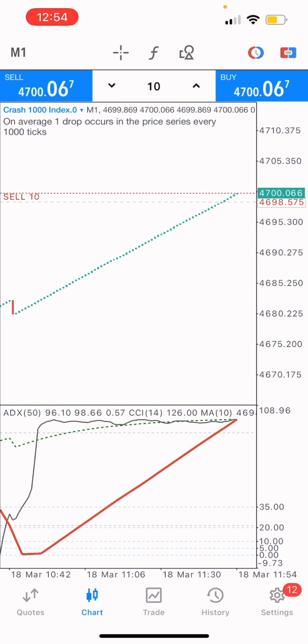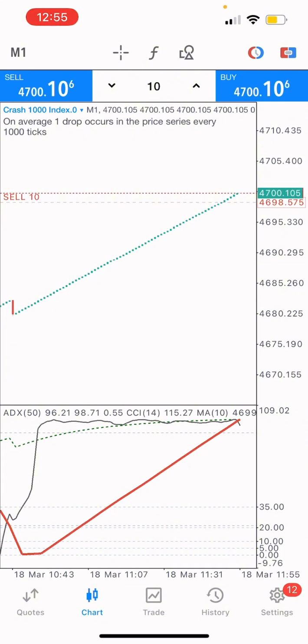So this is what we need for this strategy. This is what we need for the strategy to trade crash and boom. It works for crash 1000, boom 1000, crash 500, and boom 500.